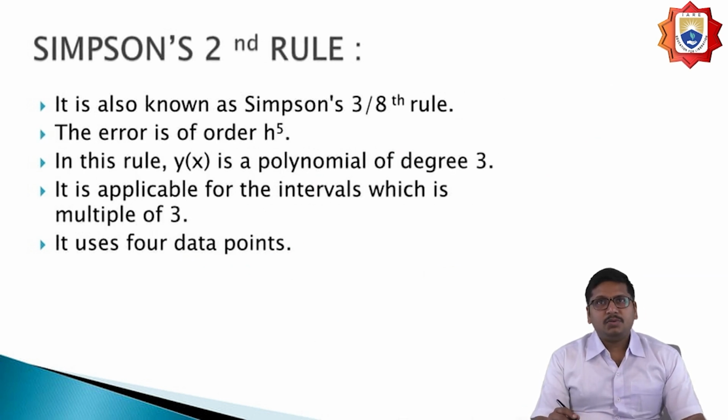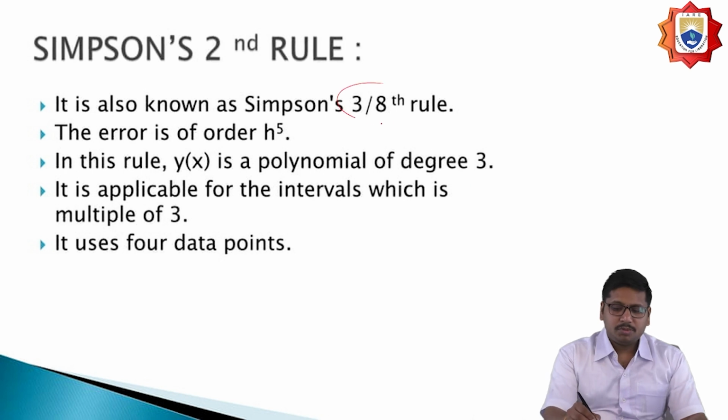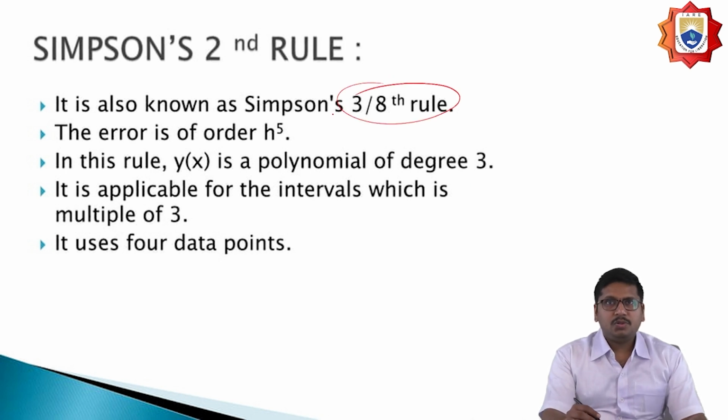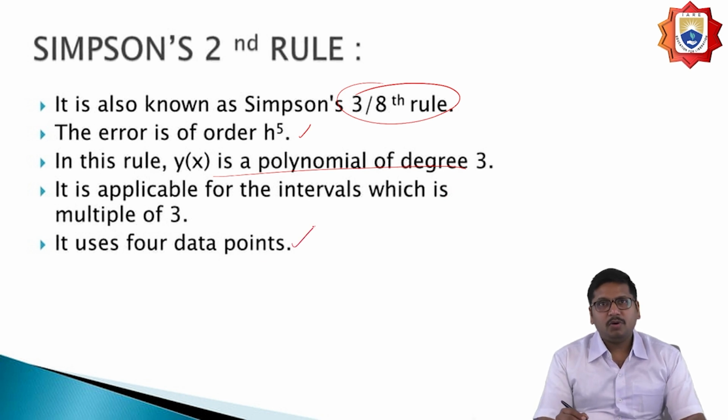And Simpson's second rule is also called Simpson's 3 by 8th rule. The error should be of order h power 5. In this rule, y of x should be a polynomial of degree 3, and it is applicable for intervals that are multiples of 3, and it uses 4 data points. So Simpson's second rule is the 3 by 8th rule, with error of order h power 5.